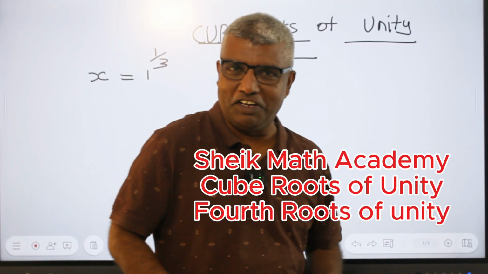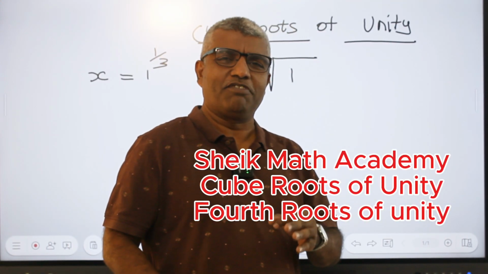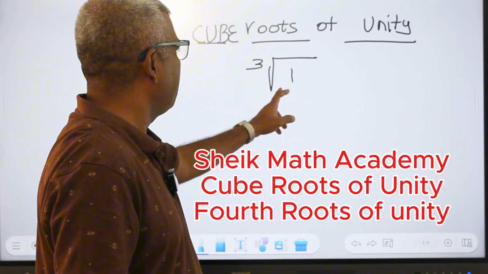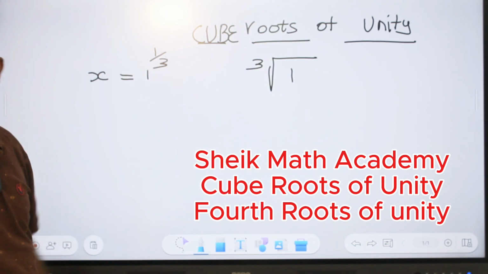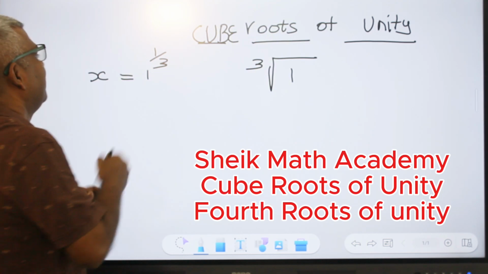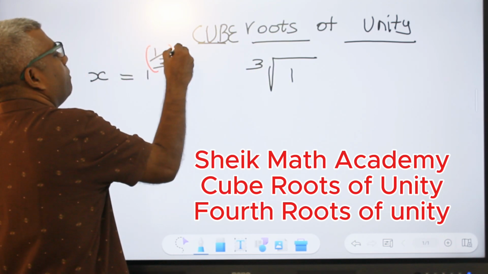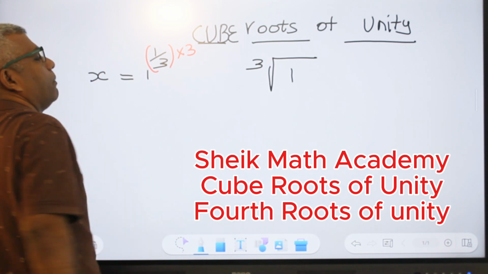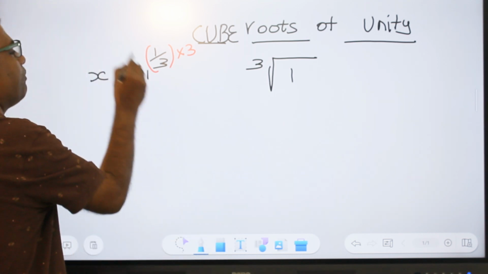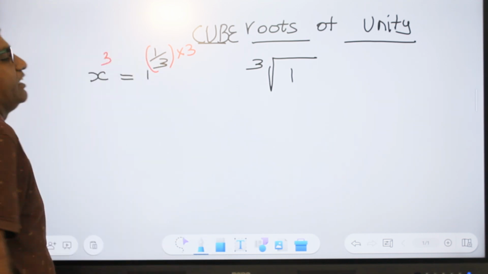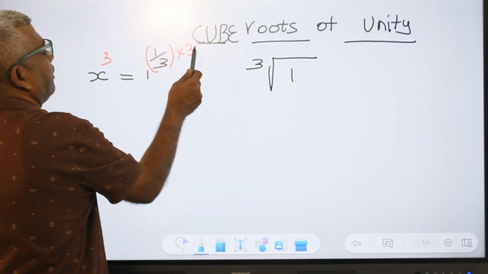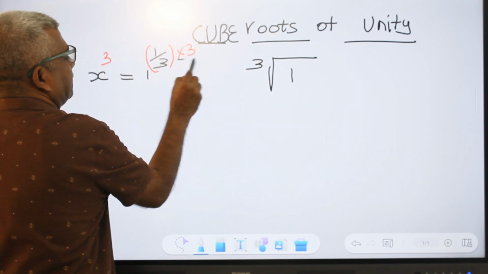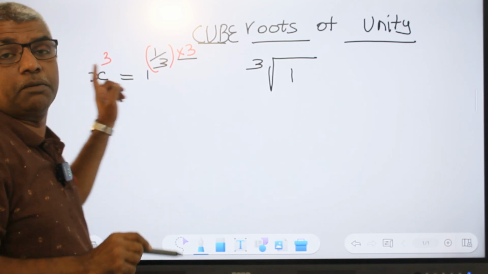In this lesson, we are going to see cube roots of unity. X is equal to 1 power 1 over 3. Now, you multiply with 3 in the power. Why? We want 1 only here, then only we can factorize and solve. So if you are multiplying power by 3 here, you are multiplying power by 3 here also.